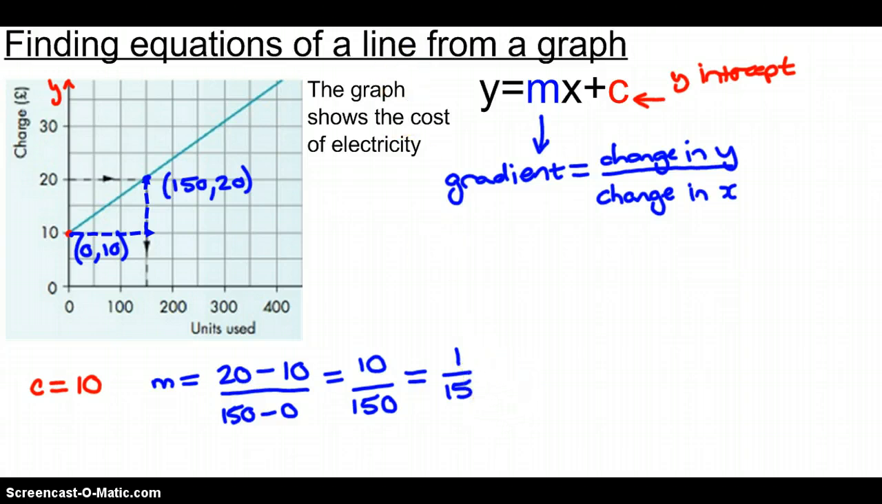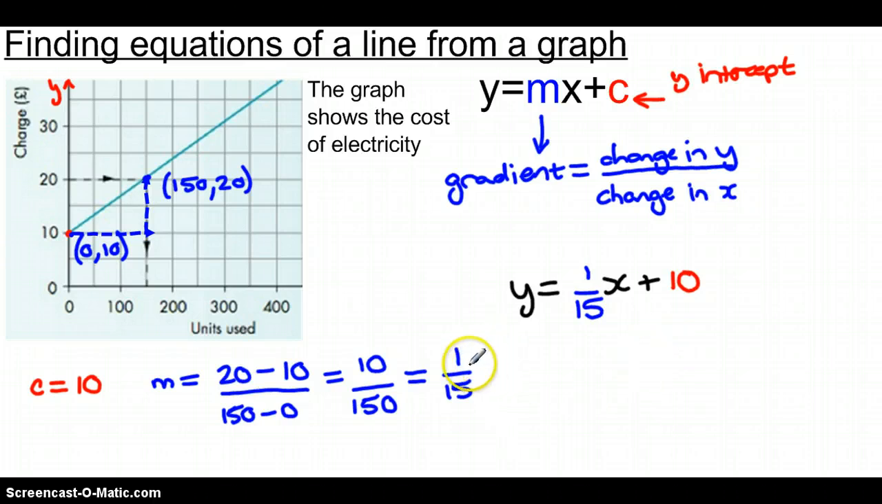And what I can do now is put that together into my equation. So we've got y equals 1/15 times x, and then we can add on our c value where it crosses the y-axis, which is 10.